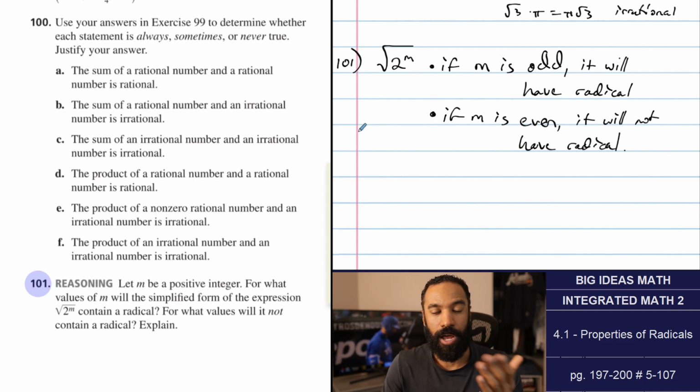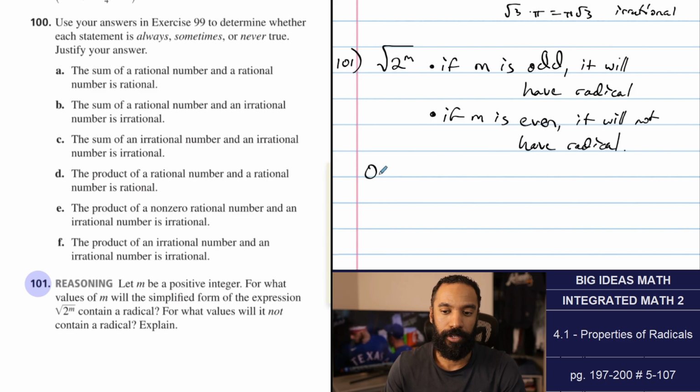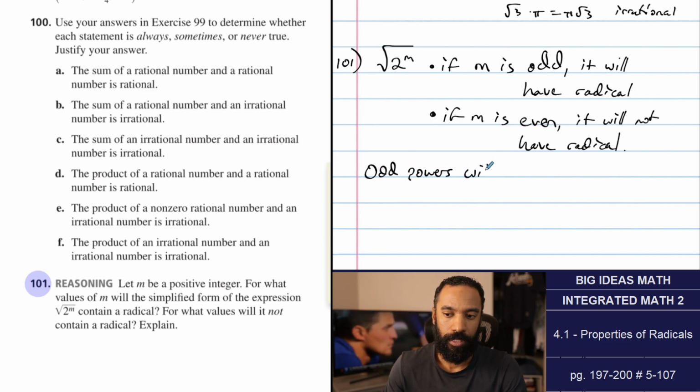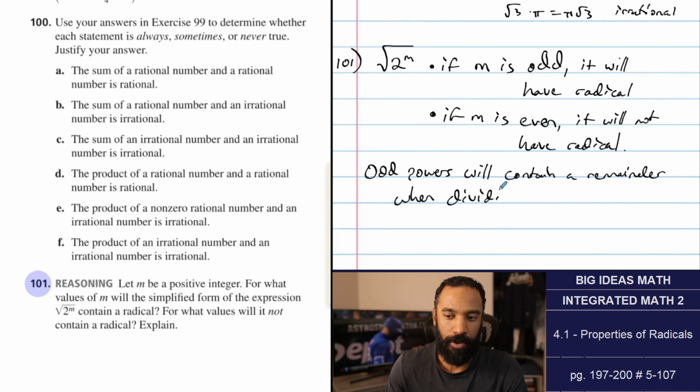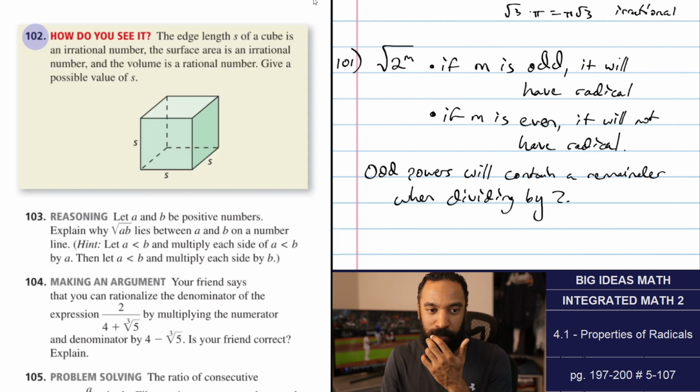If you divide an odd by 2, there's a remainder. So odd powers will contain a remainder when dividing by 2. Sorry about the handwriting. By 2. It's kind of near the end here. All right, that was 101.